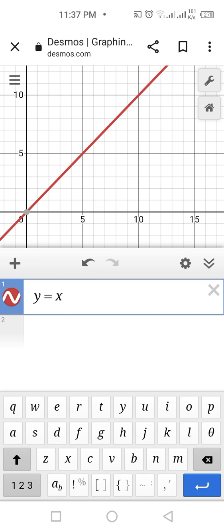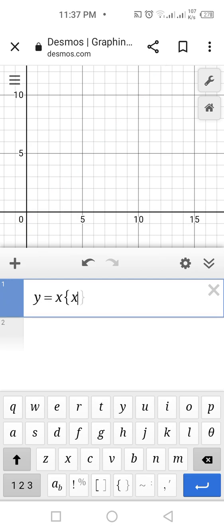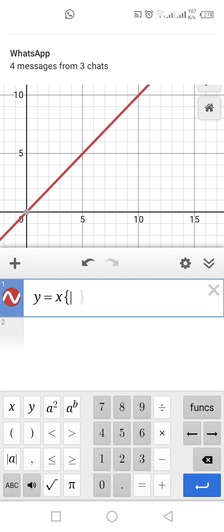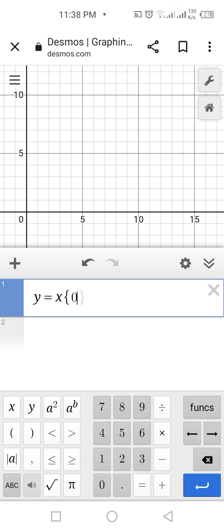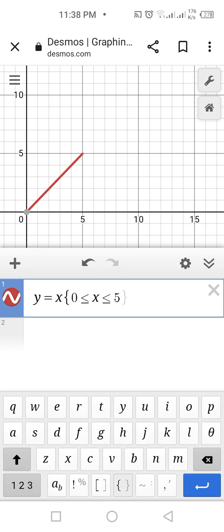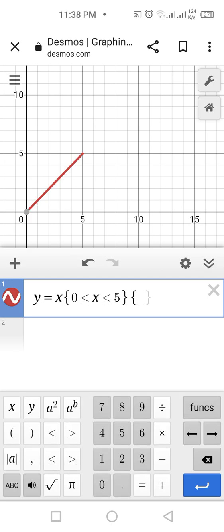these are the limits of the value of x. So I can write 0 less than or equal to x less than or equal to 5. This is enough, up to 5. So from 0 to 5, and for the value of y, you write in the other bracket the range of y. It is only for x.